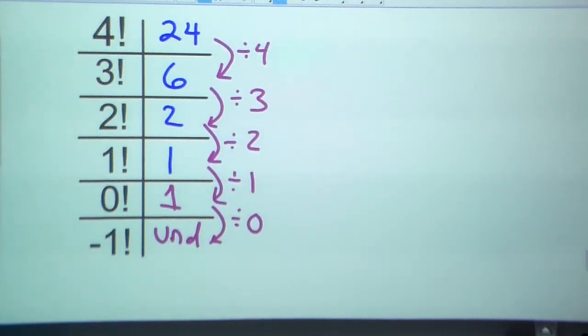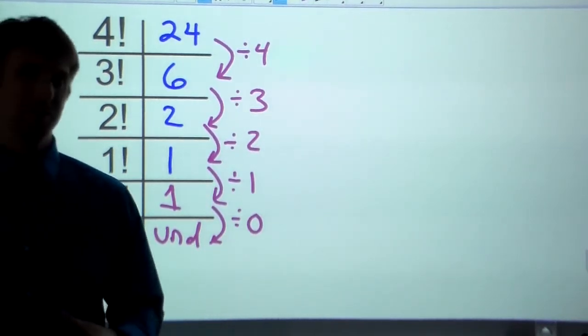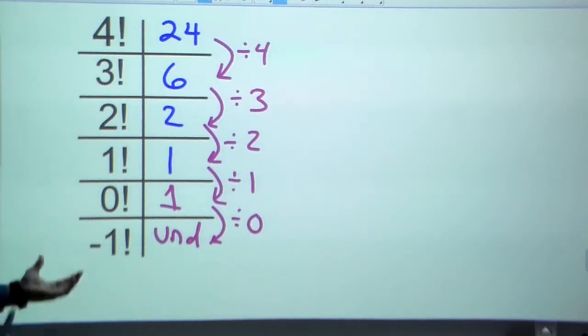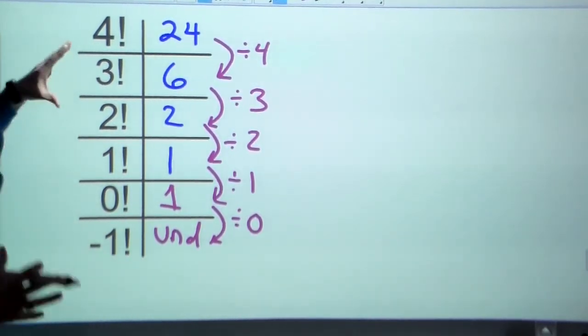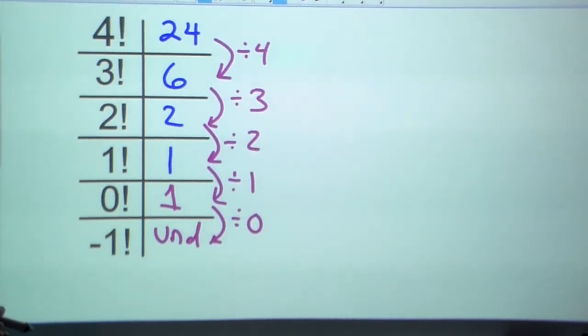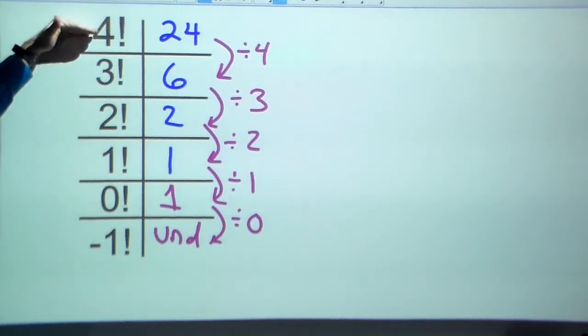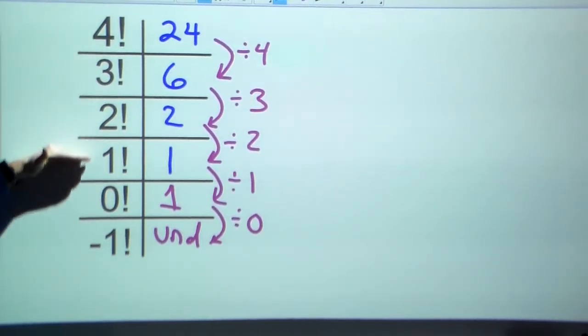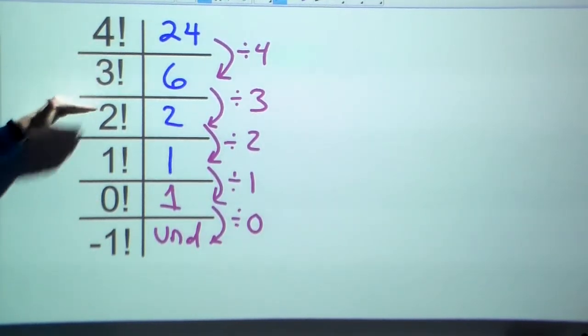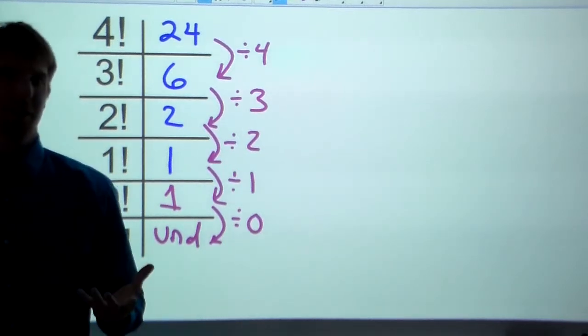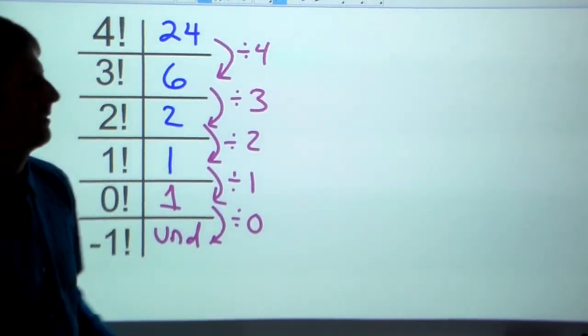I guess you could say infinity, but I think this is a point where undefined fits the situation better because you can't really have a negative factorial. Now, hopefully that puts it in perspective. If you continue, like we were doing 4 factorial and we continued until we got to 0, 4 times 3 times 2 times 1 times 0, well, you'd never have anything. It would always be 0. So that wouldn't make much sense.